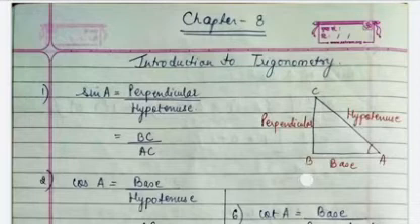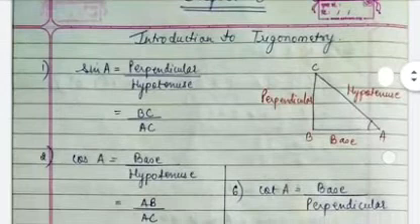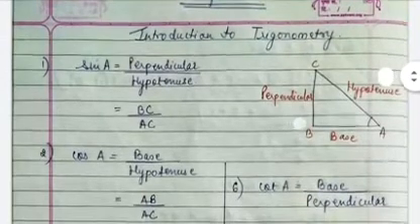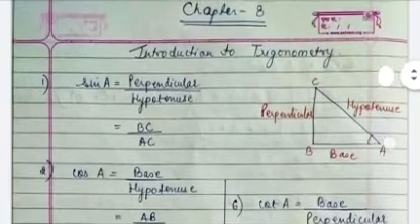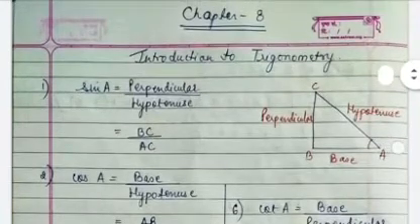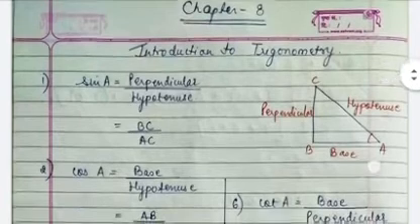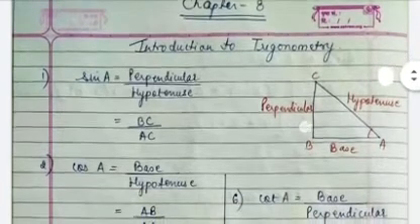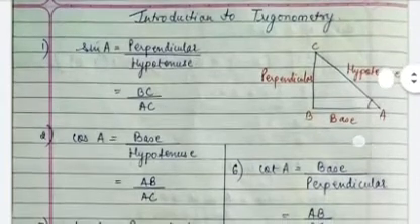This is the right angle triangle ABC. Here AB is the base, BC is the perpendicular and AC is the hypotenuse. One thing to understand about it is if we are taking angle A, the angle A opposite side is perpendicular, hypotenuse is always fixed and the remaining one is base here.